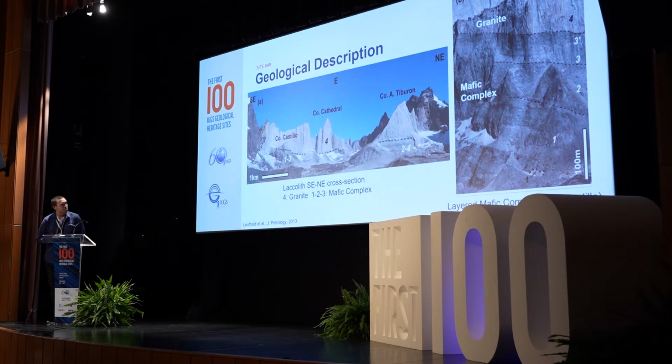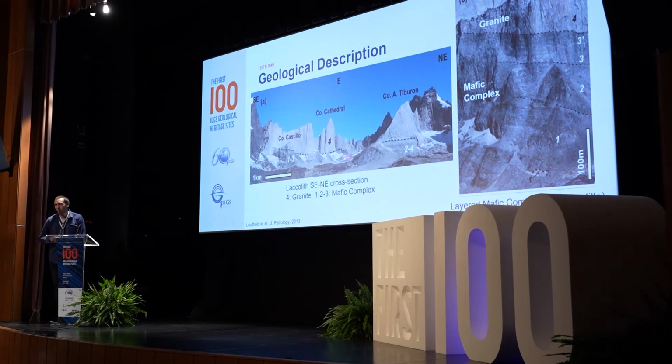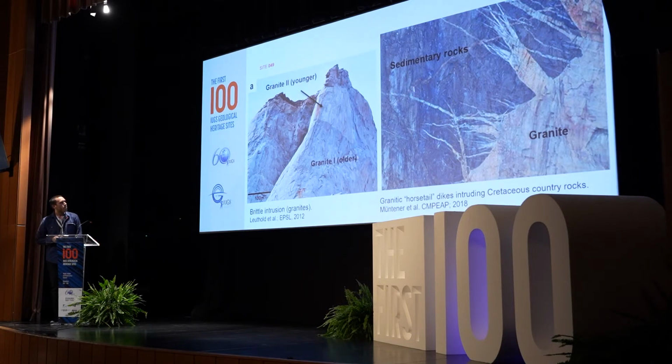Here are some field pictures where we can see the granitic rocks over the mafic complex. So we can see here clearly the sharp contact. And if we zoom here, we can see in the figure on the right different layers of the mafic rocks, mainly gabbros, and a sharp contact with the granitic rocks in the upper zone here in Cerro Castillo. Here we have a zoom of the granitic rocks, and we can see the same.